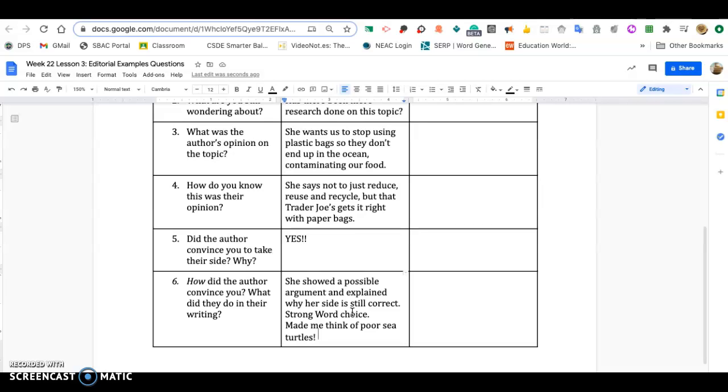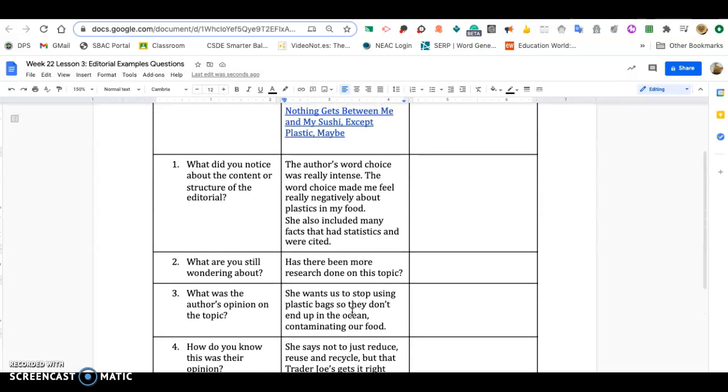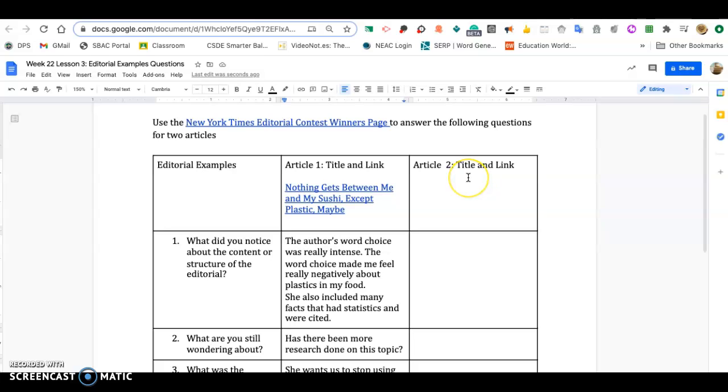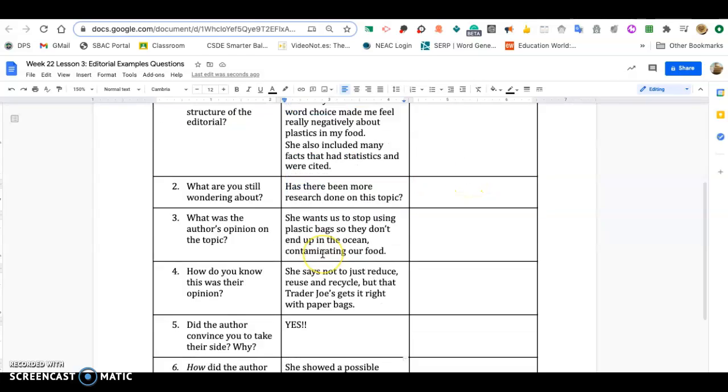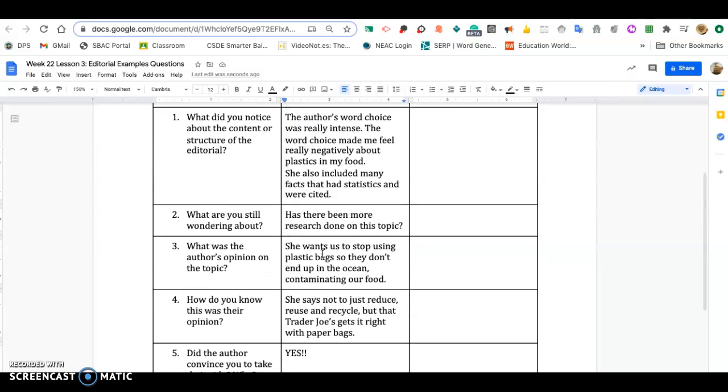So, again, this is an example of what you are going to do. Then go ahead, find an article that interests you, link it here, and answer the questions for 2 separate articles.